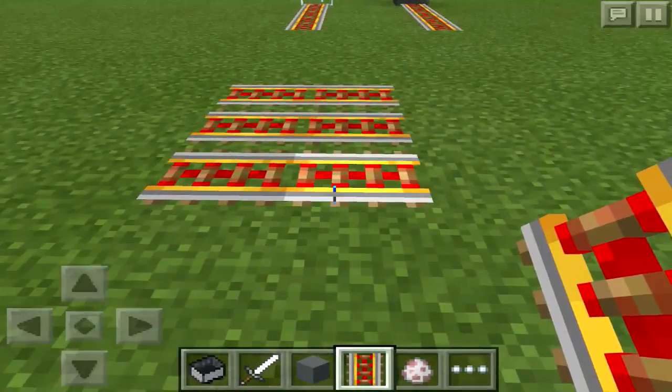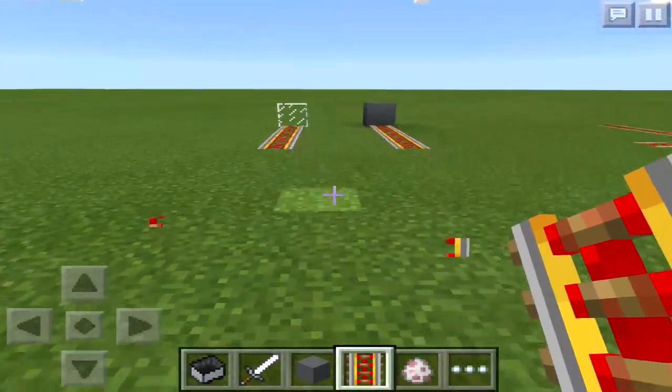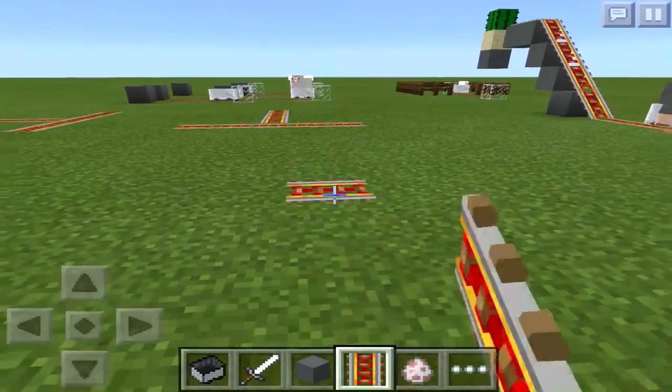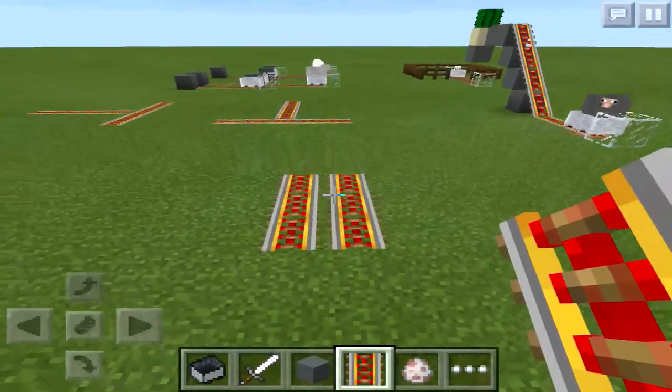I have to actually extend one of these rails a lot farther out before I can build this next one. It's just kind of stupid, to be honest. But if I go this way, as you can see, these guys don't interact with each other, and they're perfect.